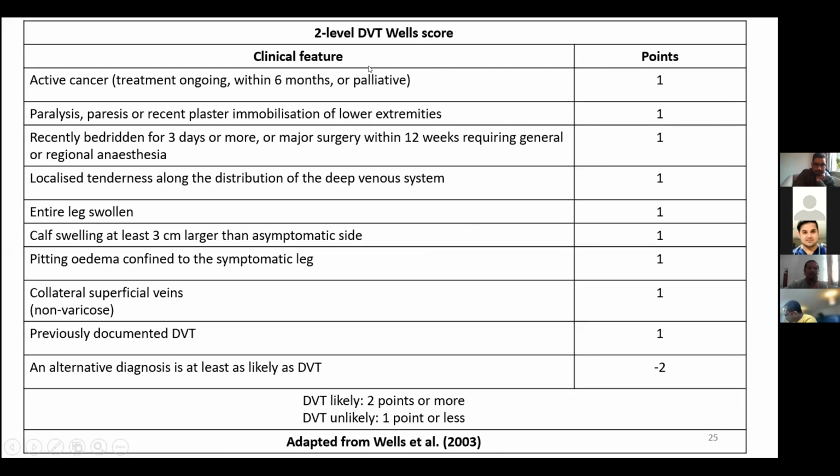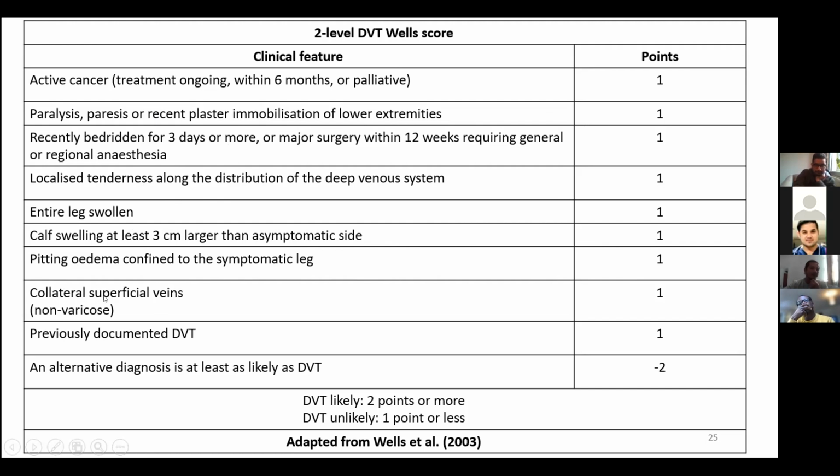Before proceeding with that, we should know how to calculate the Wells score for a DVT. Usually for active cancer, we have 1 point. For recent immobilization or paralysis, we have 1 point. If the patient is bedridden for more than 3 days, it's 1 point. For localized tenderness along the distribution of the deep venous system, it's 1 point. If the entire leg is swollen, it's another 1 point. If there is calf swelling at least 3 centimeters larger than the asymptomatic side, it's 1 point. If there's pitting edema confined to the symptomatic leg, it's 1 more point.